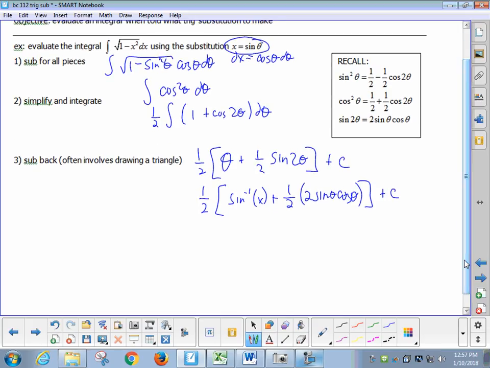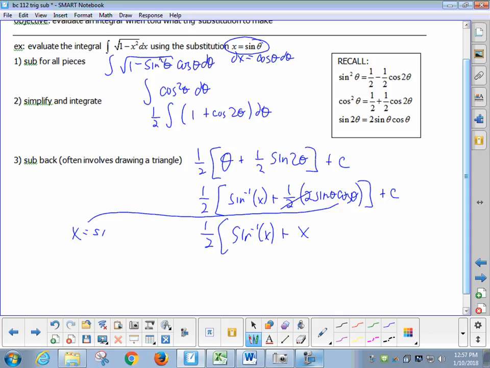And then, obviously, we still have theta, and we need to replace it with x. So let's finish. What is sine of theta? That's easy. X, that was the original substitution.